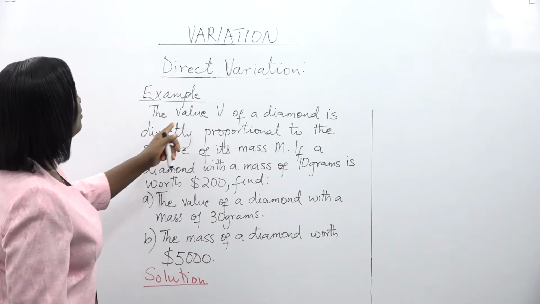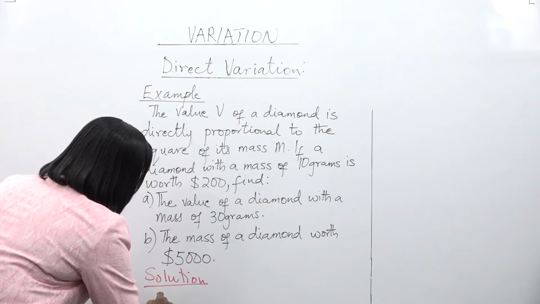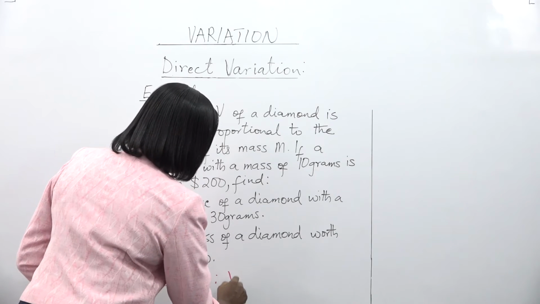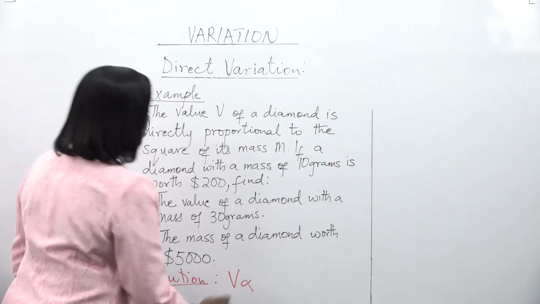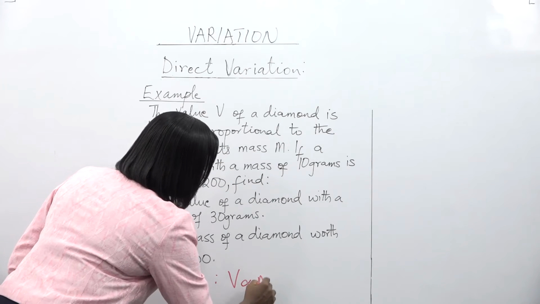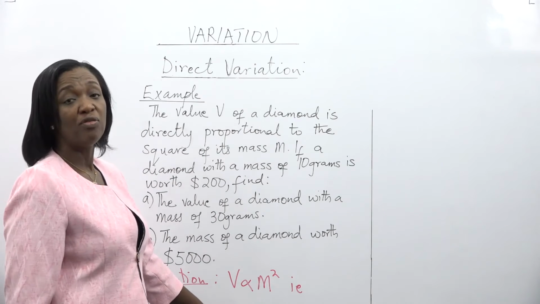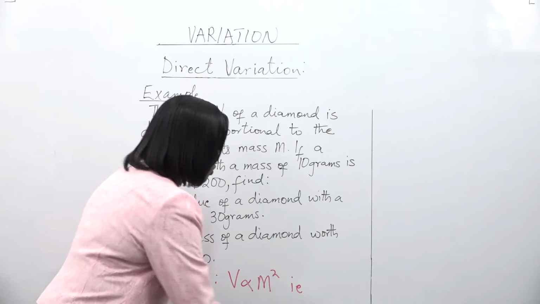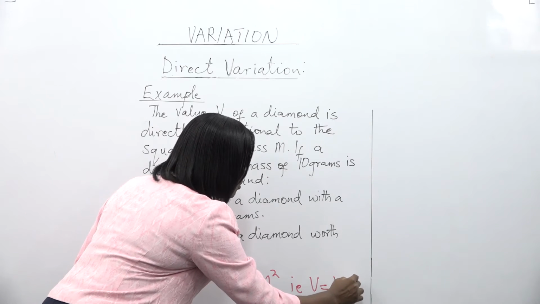We have that the value of the diamond is directly proportional to the square of its mass. So V, which is the value of the diamond, is proportional to the square of the mass, proportional to M squared. That is, we need to remove this sign of proportionality and put a constant. So V is equal to kM squared.